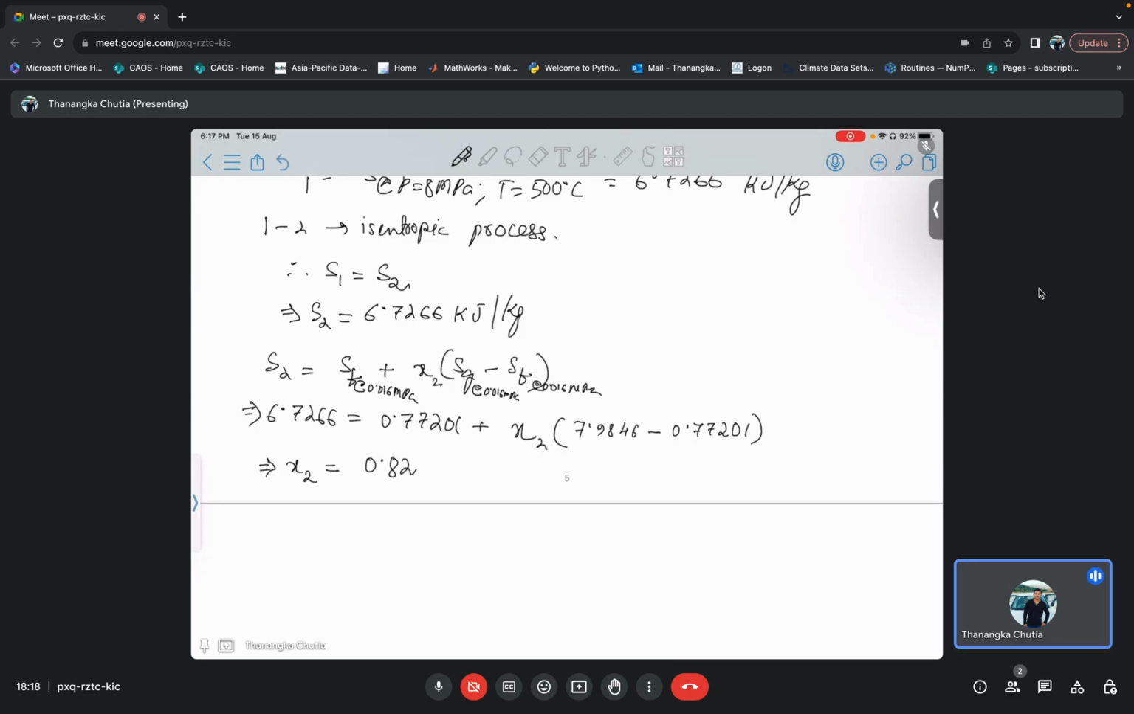Okay, so this is basically the quality of the steam at the exit of the turbine. So from here then, what can I calculate? I calculate H2. H2 is nothing but HF at 0.016 megapascal plus X2 times (SG at 0.016 megapascal minus HF at 0.016 megapascal). Okay, so from here, H2 is what?